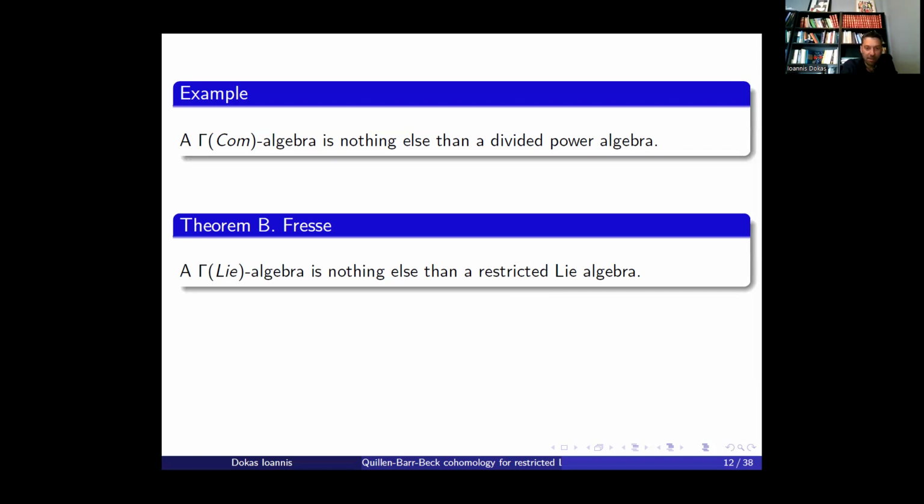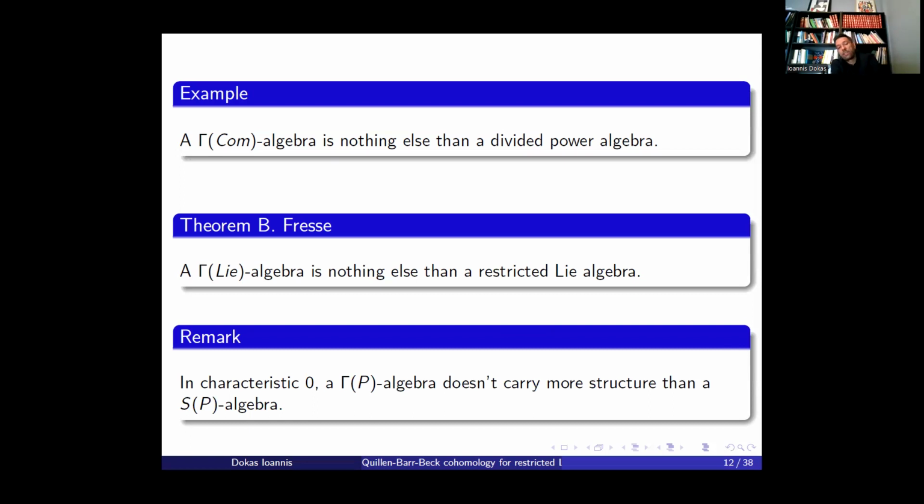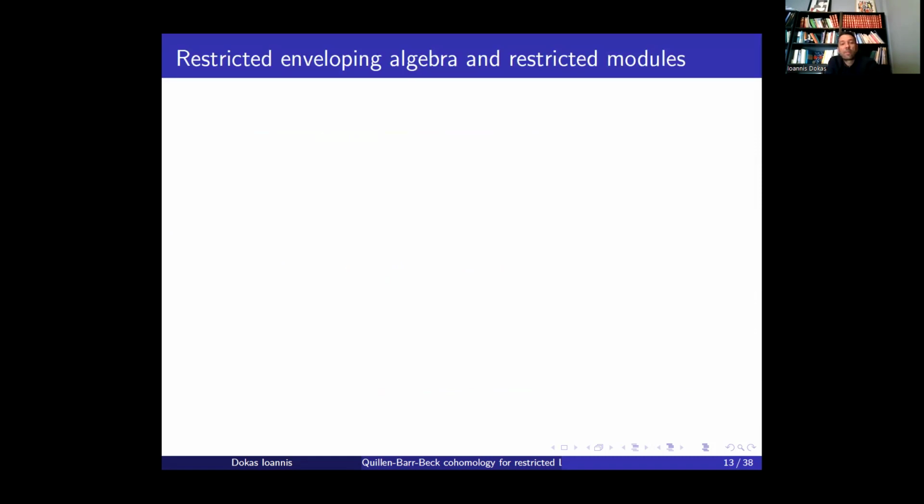And next, we have a remark that in characteristic 0, a Gamma P algebra does not carry more structure than an S P algebra, because there is an isomorphism between these two, the norm isomorphism. So in characteristic 0, we don't differentiate them. There is no more structure. So it's interesting in characteristic p. And now let me recall some background which we will need in order to define Hochschild cohomology.